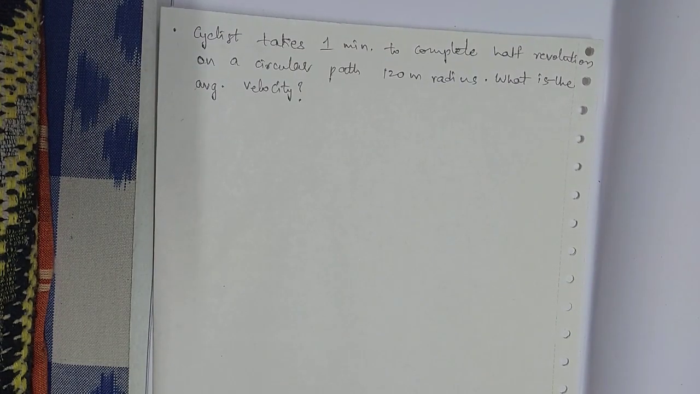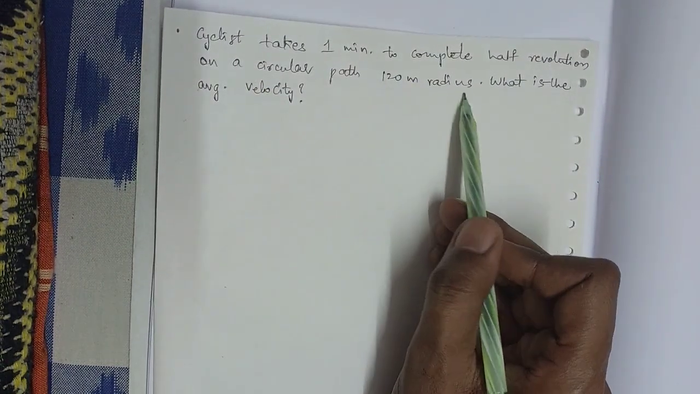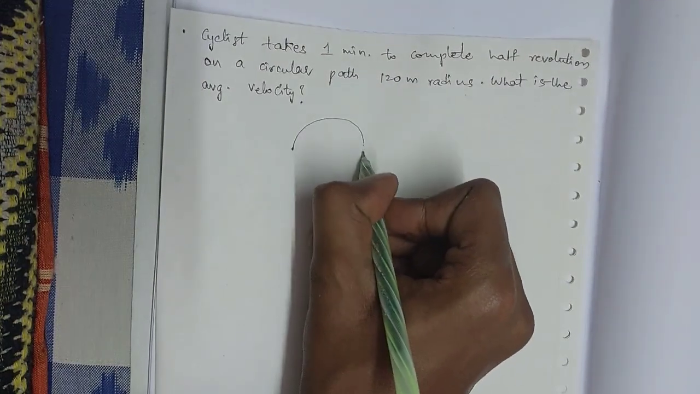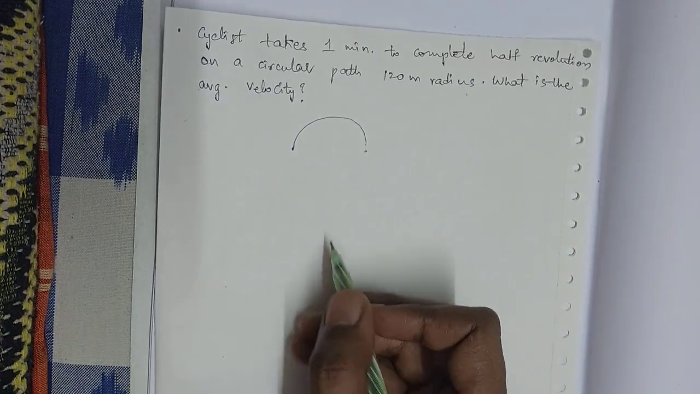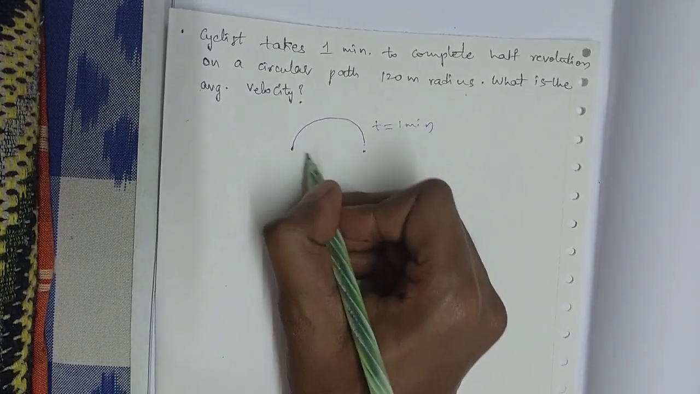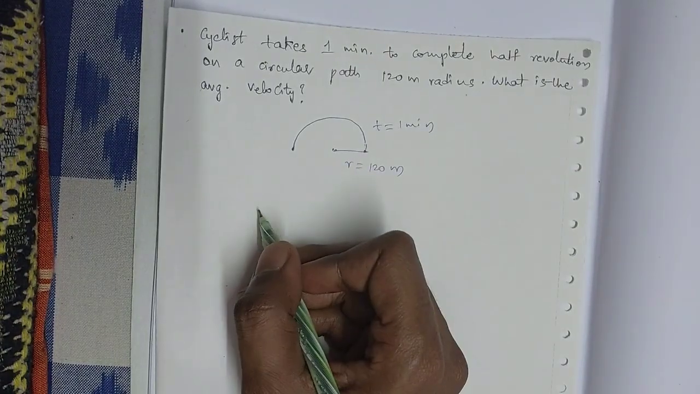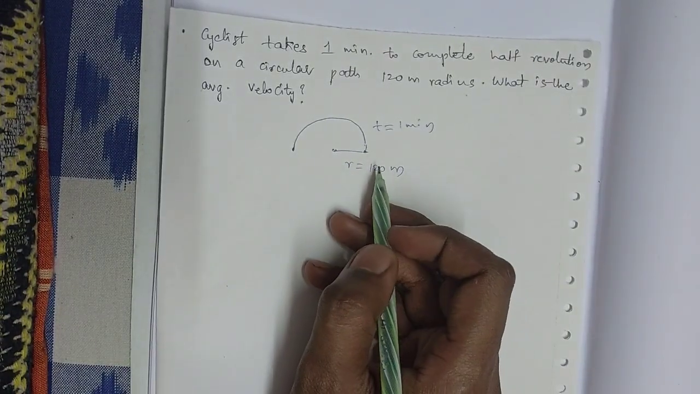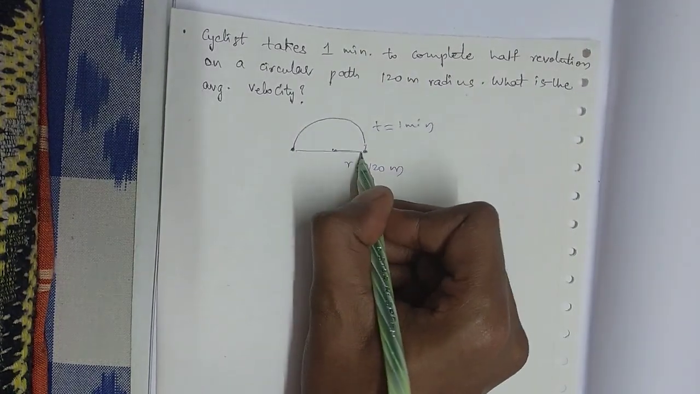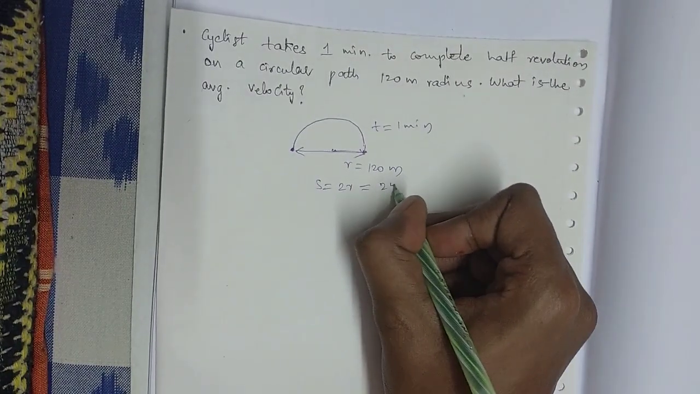A cyclist takes 1 minute to complete half a revolution on a circular path of 120 meters radius. What is the average velocity? Half of the revolution of the circular path is completed in 1 minute. Total time taken is 1 minute. Here the radius is 120 meters. Displacement is the shortest path between initial and final points. So the initial point is this one and the final point is this one. Displacement will be s equals 2r, which is 240 meters.